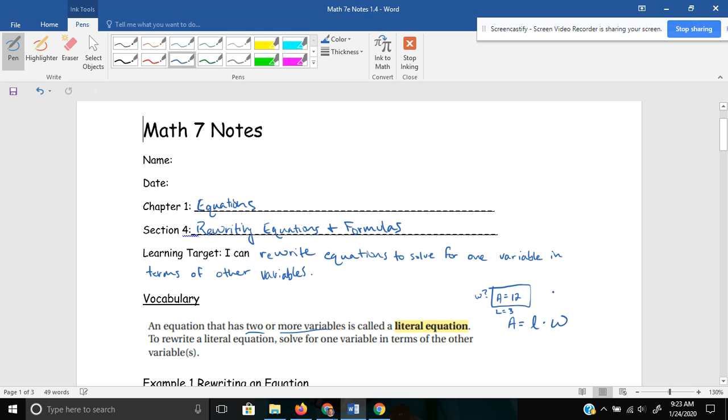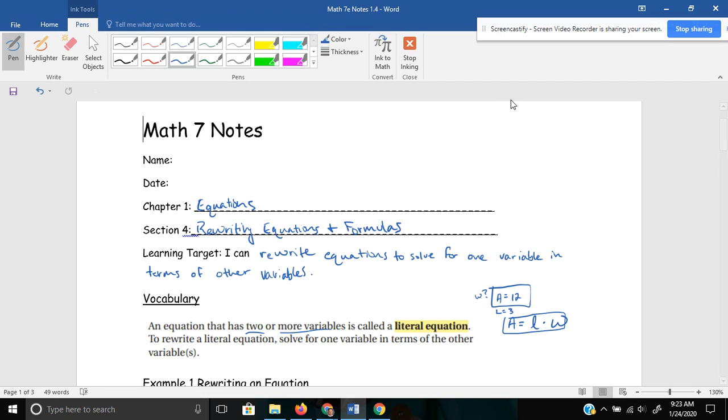Well, a bunch of you are like, well, yeah, Mr. Yeltsin, I know 3 times 4 would give me 12. But you could rewrite that in this equation. So we know the area, we know the length. How could we rewrite this equation to make it in terms of W?